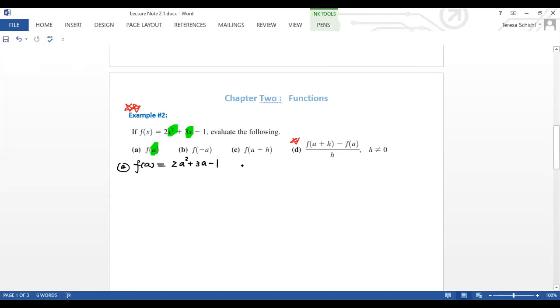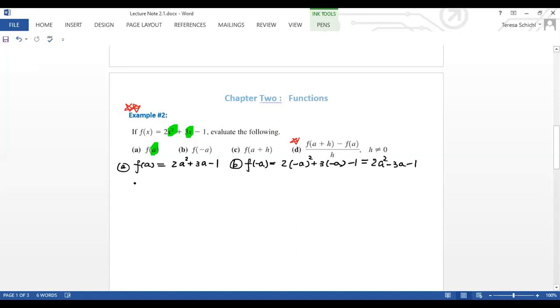All right? Okay, and then the b here is f of negative a. What does that mean? That means x is replaced with negative a. So it's 2 times negative a squared plus 3 times negative a minus 1. Be careful about the negative signs, right? So negative a squared, negative times negative is what? Positive. It's 2a squared minus 3a minus 1.